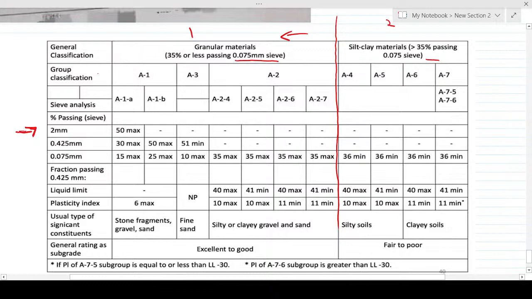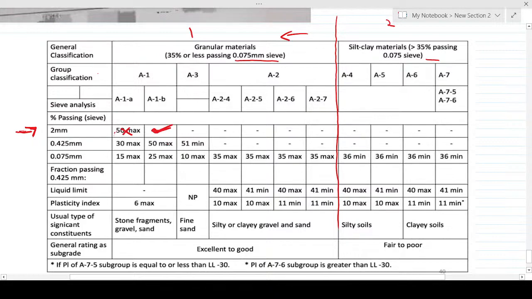If it satisfies the condition in the box, you move down. But if it doesn't, you move forward. So the first condition was the 2 millimeter sieve, right? We have 94%. But the maximum over here is 50, and we are having 94, meaning that this condition is not satisfied. So we move on to the next box. But the next box gives a dash, meaning that whatever the value, the condition is satisfied.